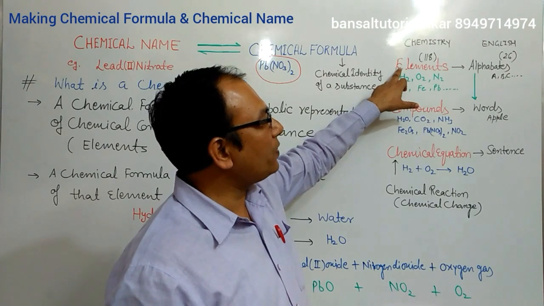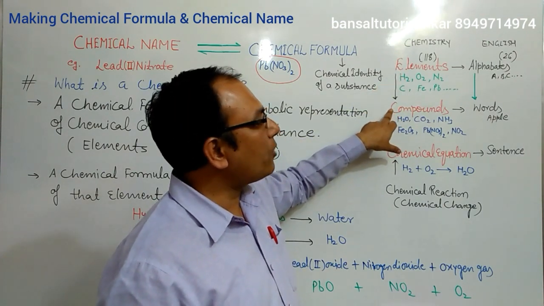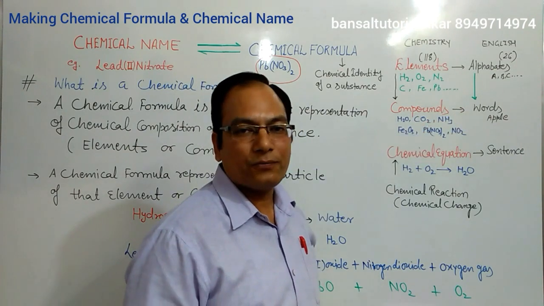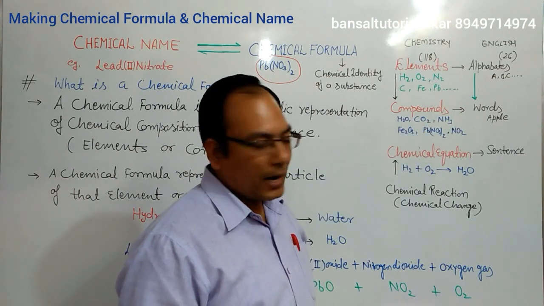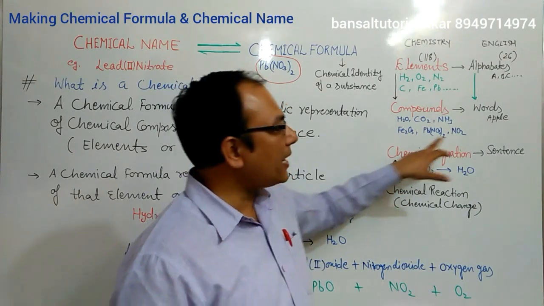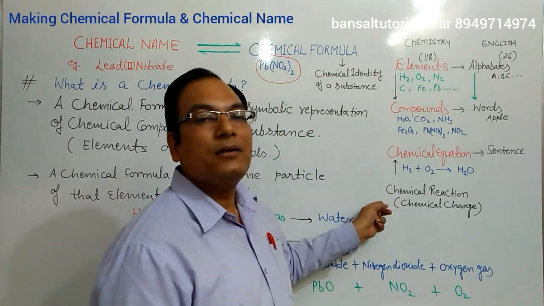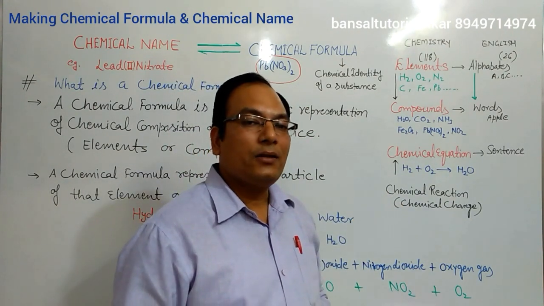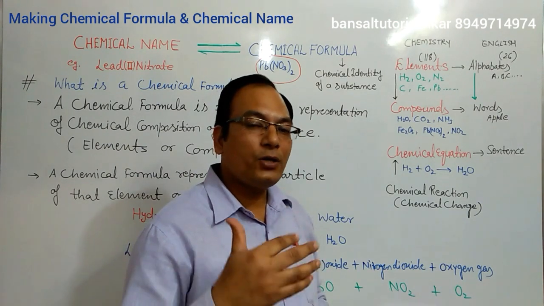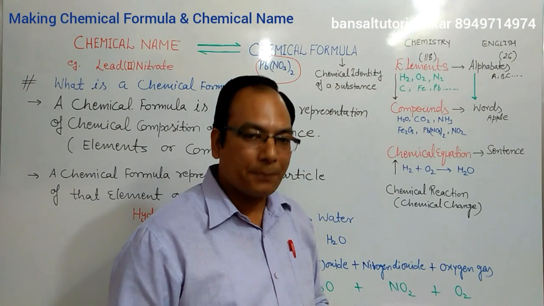When the atoms of different elements combine, they form compounds, and these compounds are the words of the language of chemistry. And the chemical equation is the sentence of the language of chemistry which represents a chemical reaction. So to write the chemical equation, we should know how to make the chemical formula of the different elements and compounds.